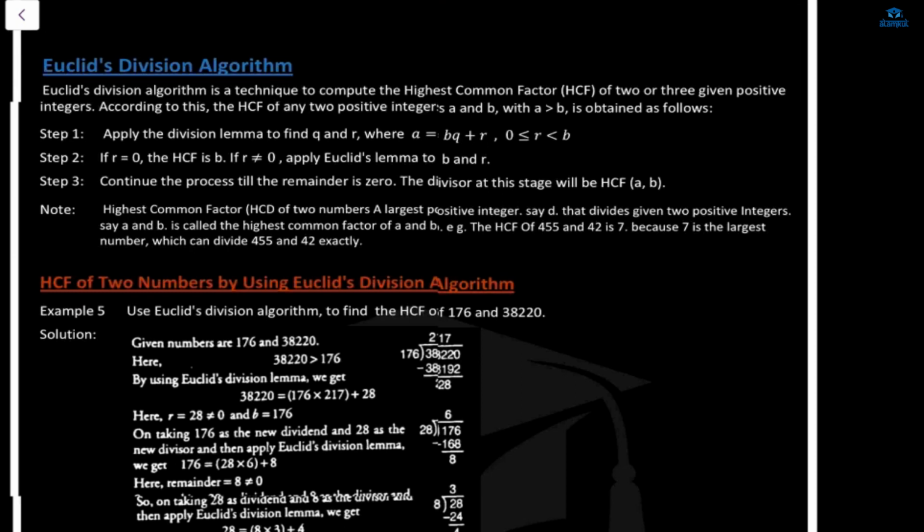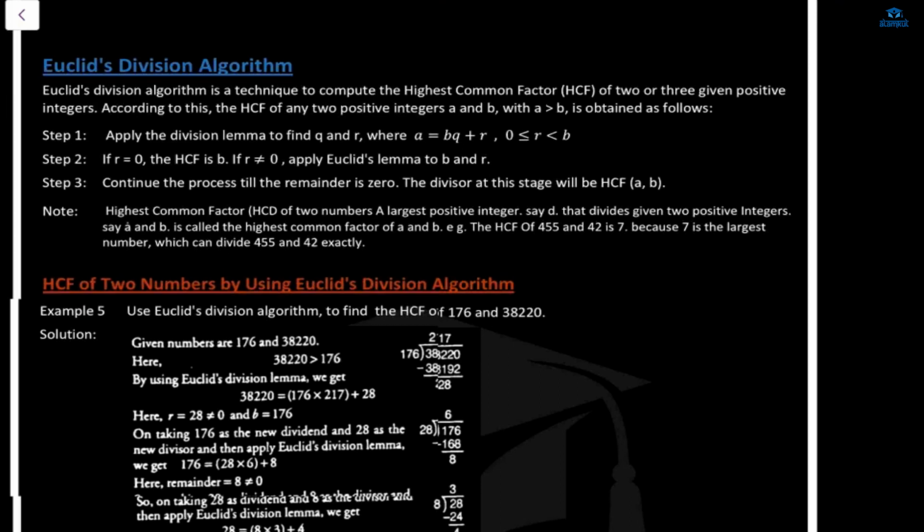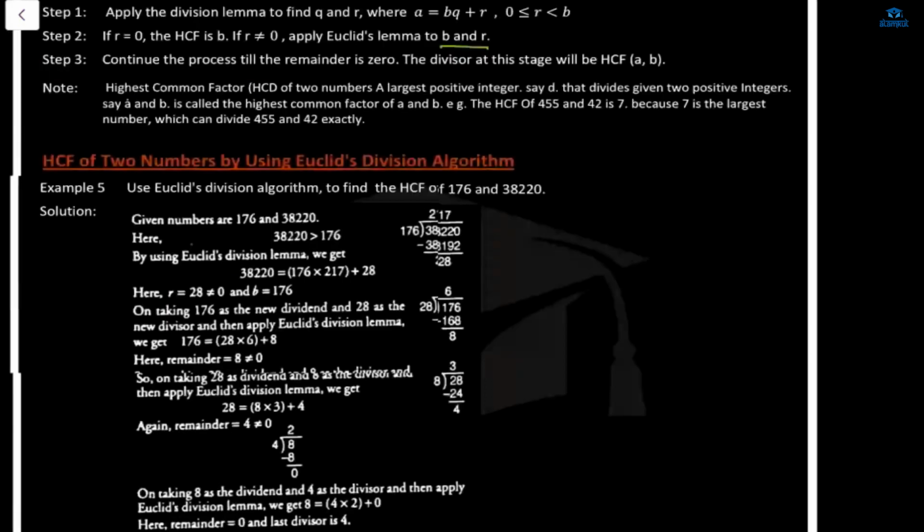Now, how do we find the HCF? If r is equal to 0, then the HCF is b. And if r is not equal to 0, then we apply Euclid's division lemma to b and r. When you see the question, you will understand. Then we apply the division lemma to b and r. Continue this process until the remainder becomes 0. At that stage, the divisor you get is your HCF. Now, one of the questions here.